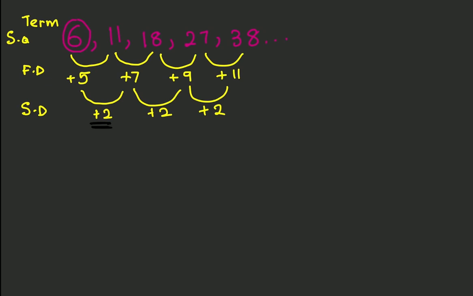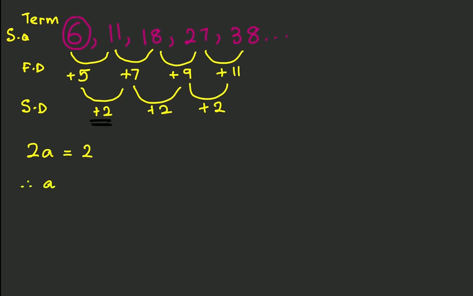Now, let's solve the nth term. For the second difference, you equate 2a to the first term of the second difference, which is 2 in this instance. So 2a is equal to 2. Therefore, a is equal to 1.